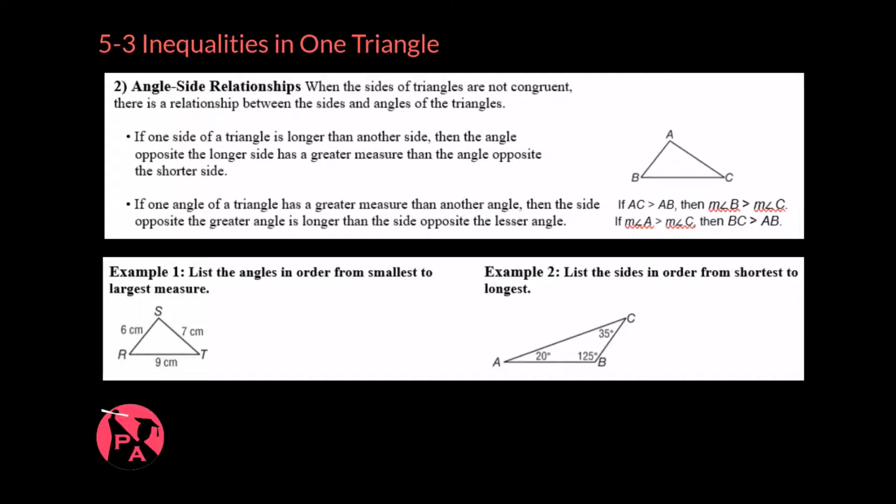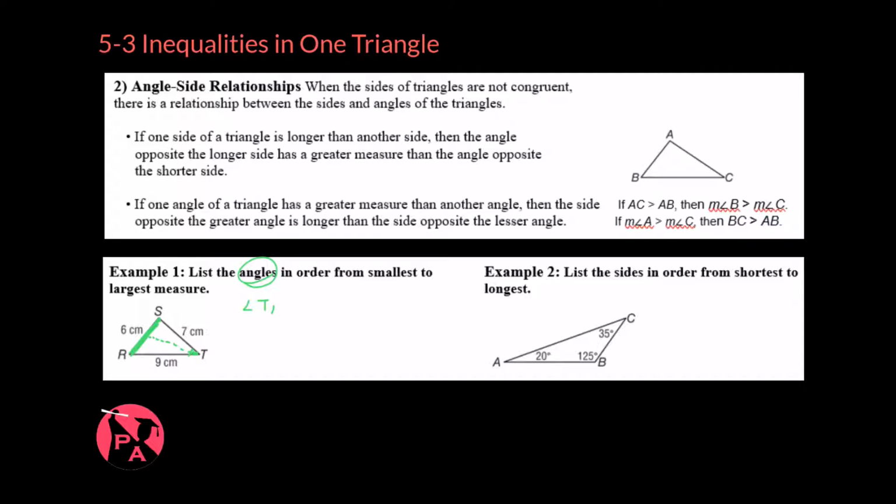So let's look at the first example here. It says list the angles. We are going to make a list of the angles S, R, and T in order from smallest to largest measure. So the smallest angle is related to the shortest side. So here's the shortest side. Once we get the shortest side, the angle opposite it is going to be the smallest angle. So angle T is going to be the smallest measure.